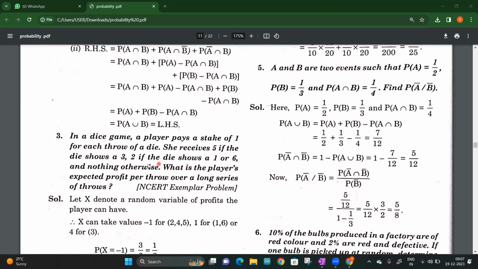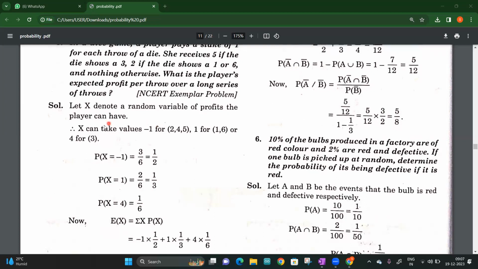Here 2 rupees means a stake of 1, so she will be paid 2 rupees, and the profit is 1 rupee. She invested 1 rupee at first, and then gets 2 rupees when the die shows either 1 or 6. That means 1 rupee is the profit. So X indicates the profit. X can take the values minus 1 if it shows 2, 4, 5, 1 rupee for 1 or 6, or 4 rupees for 3.